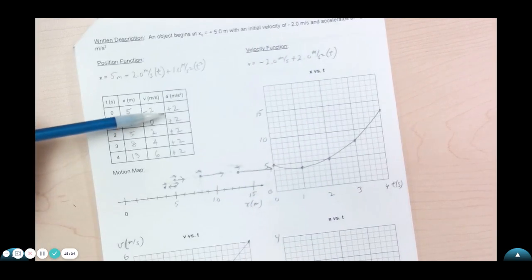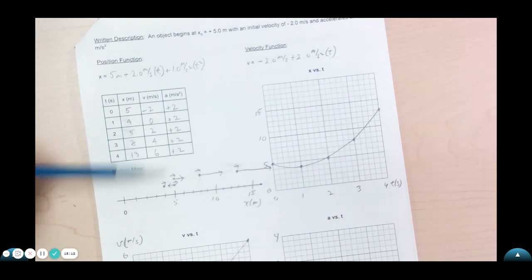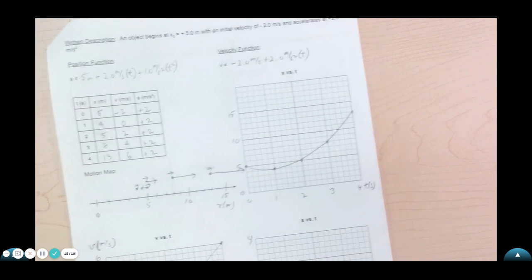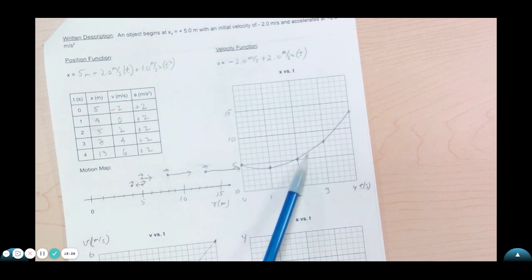So kind of like on the last one where a negative acceleration didn't necessarily mean slowing down, a positive acceleration doesn't necessarily mean speeding up. It did slow down for part of this time, but then it sped up for another part of the time. This kind of indicates that. Start at the 5-meter mark, moved to the left, got closer to the origin, slowed down, stopped briefly, turned around, started moving to the right, speeding up.